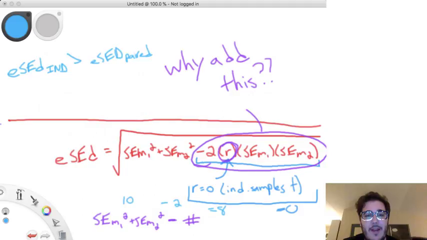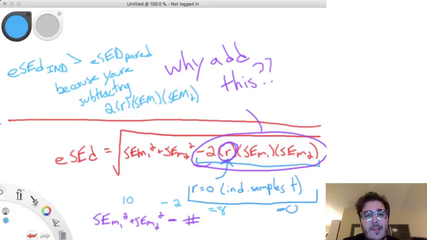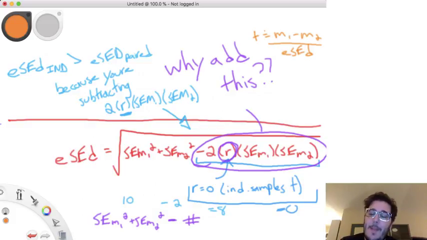because you're subtracting this, right? Because you're subtracting 2 times R times SEM1 times SEM2, right? When R is not 0, this is a number. That's this. So you're going to wind up making it smaller, which means, again, all things equal. So for your equation, t equals m1 minus m2 over estimated standard error of difference, right? It's just your t equation. When you make the estimated standard error of difference smaller, t is going to get bigger. And if t gets bigger, it's easier to find a significant difference. It's easier to reject the null hypothesis.